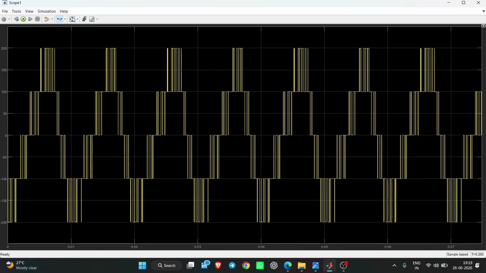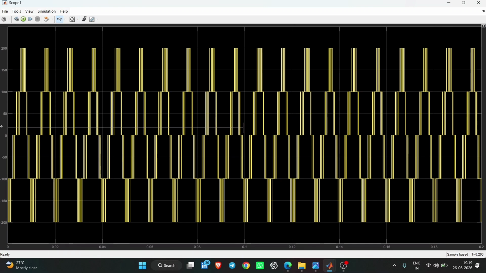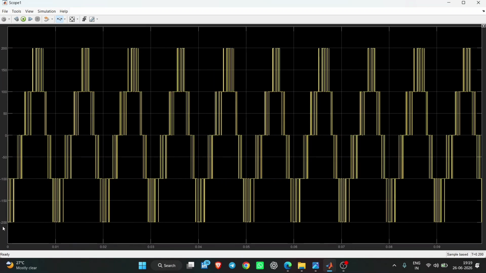Okay, so this is the complete simulation. Here you can see the 5 levels: 1, 2, 3, 4. So I have given 200 and 100. Remember, 200 means 2E. This is E, this is 0, this is E, 2E. So you will get the 5 levels.